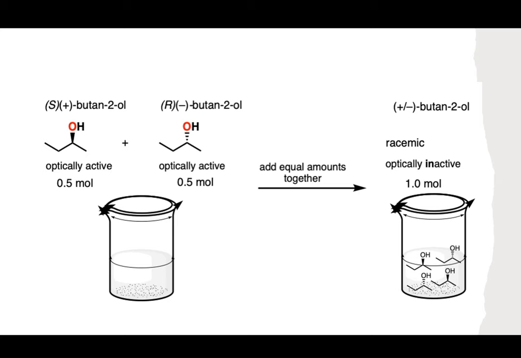So it's something like this as well, looking at the creation of a racemic mixture. Equimolar means both of them have the same amount of moles. Together they create one mole, so it's optically inactive. So you have S-butanol and R-butanol, and together they create a butan-2-ol solution that is optically inactive, all right?